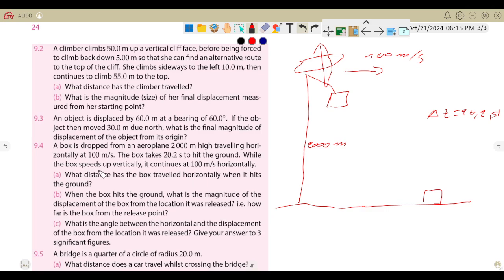While the box speeds up vertically, it continues at 100 meters per second horizontally. Now what is the distance? What distance has the box traveled horizontally when it hits the ground? That means we need to know the distance traveled here horizontally. Any ideas about this one? I'll give you a few seconds to think about it.